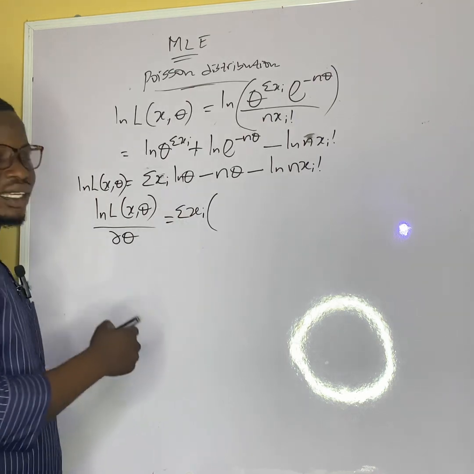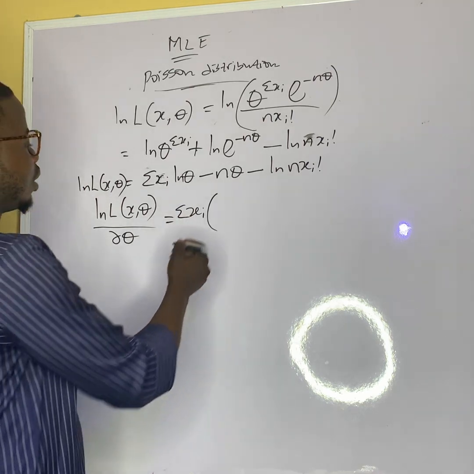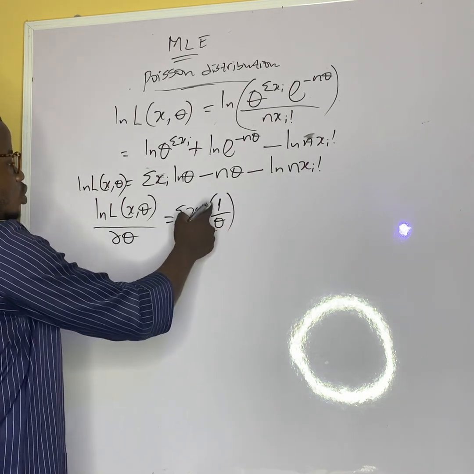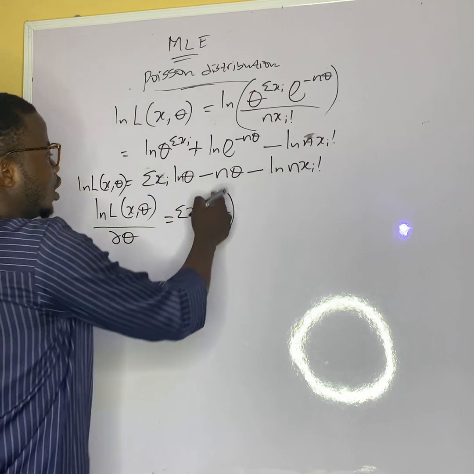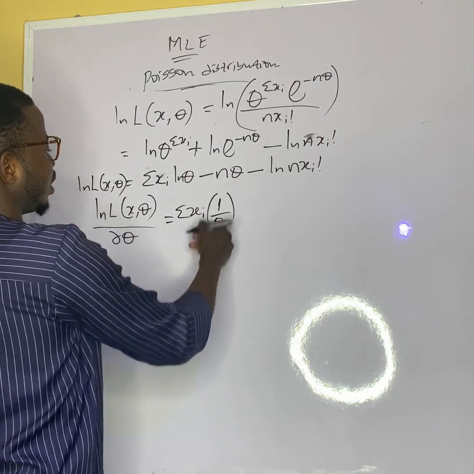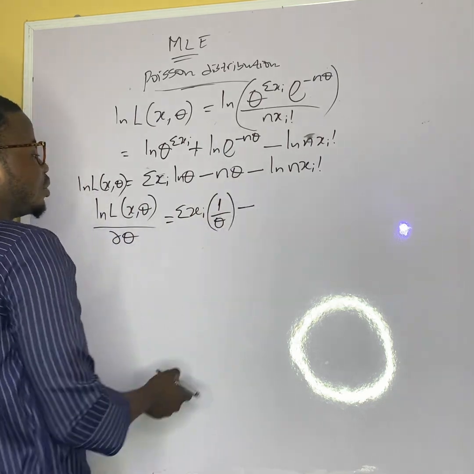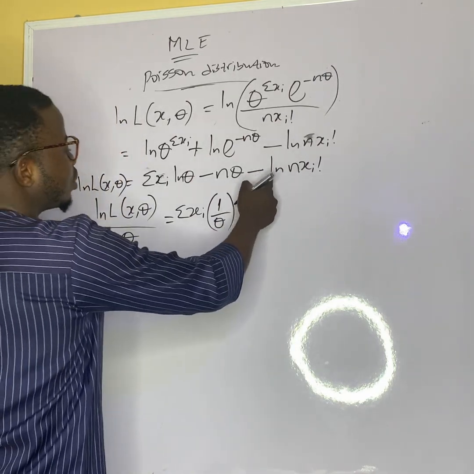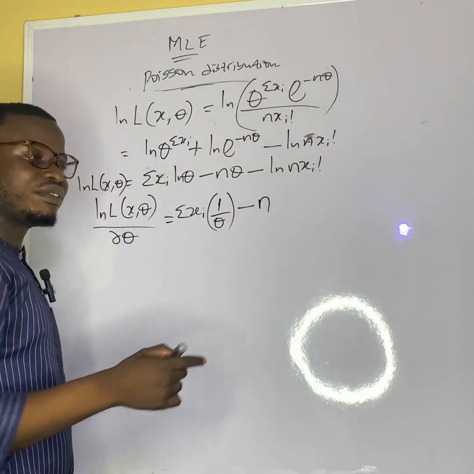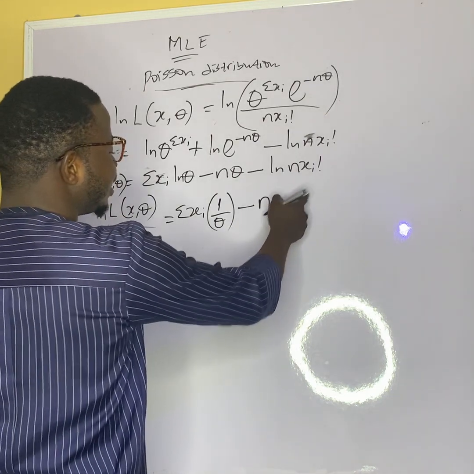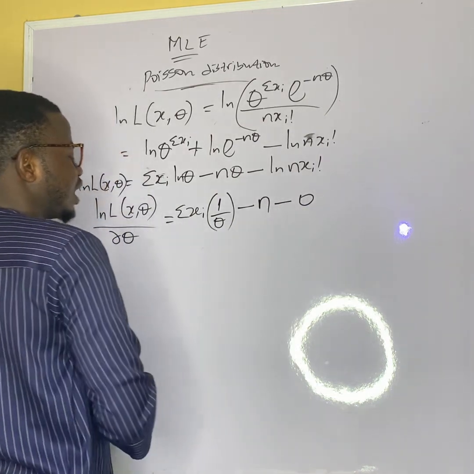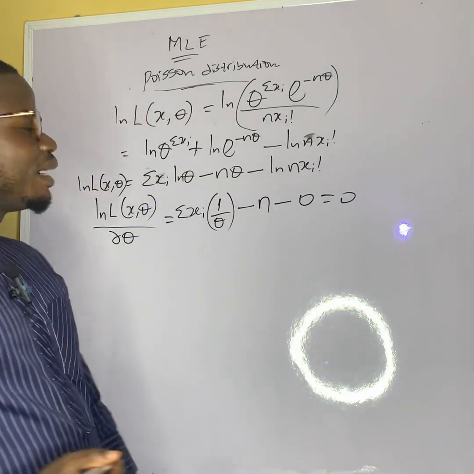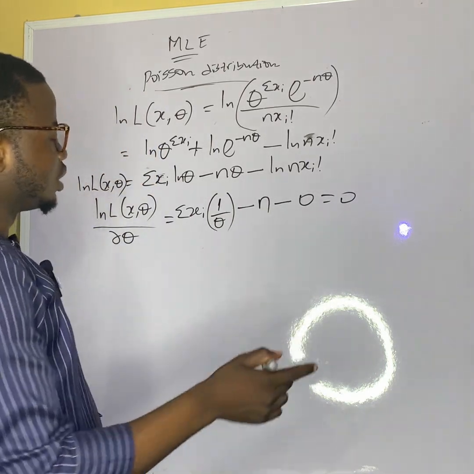When you differentiate ln theta, that will give us 1 over theta. Now here we have minus n theta. Differentiating minus n theta with respect to theta will give us minus n. Now differentiating minus ln of the product of xi factorial with respect to theta: there is no theta in this case, so we take that one as a constant, and that will be 0. Then we equate everything to 0.